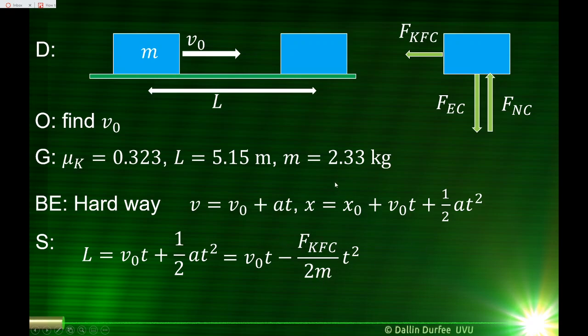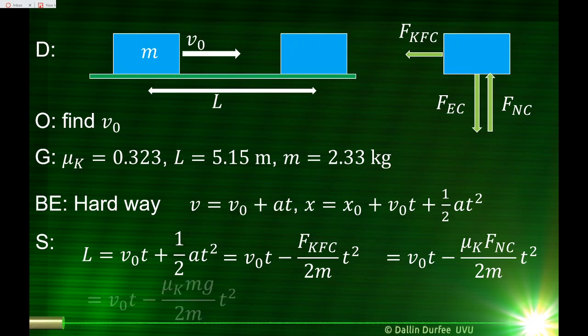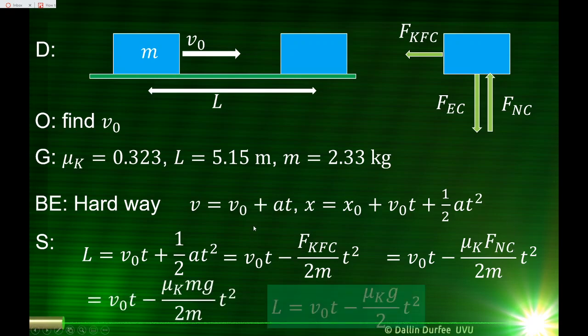But the force due to kinetic friction, of course, is just the coefficient of kinetic friction times the magnitude of the normal force. And we know the magnitude of the normal force because it just cancels gravity, and the force due to gravity is mg. So I'll replace that with mg, and we get this down here. And then the m's cancel out, and we get this equation, that the distance it travels before stopping is v0t minus mu_k g over 2 times t squared. Well, great, this equation has v0 in it, but it also has t in it, which I don't know. I don't know how long it slides before coming to a stop.